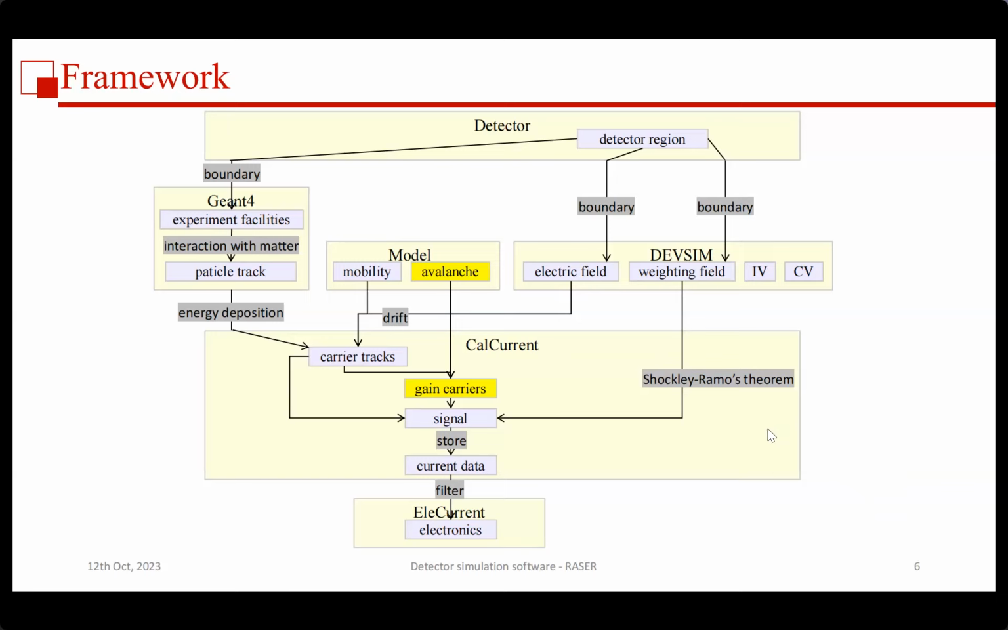Then in the calculation part, carriers, drifts, and gains. The induced current can be calculated according to the Shockley-Ramo theorem. Then we add the electronics. Of course, we can input noise from experiment, or we can input circuit simulation like ngSpice.